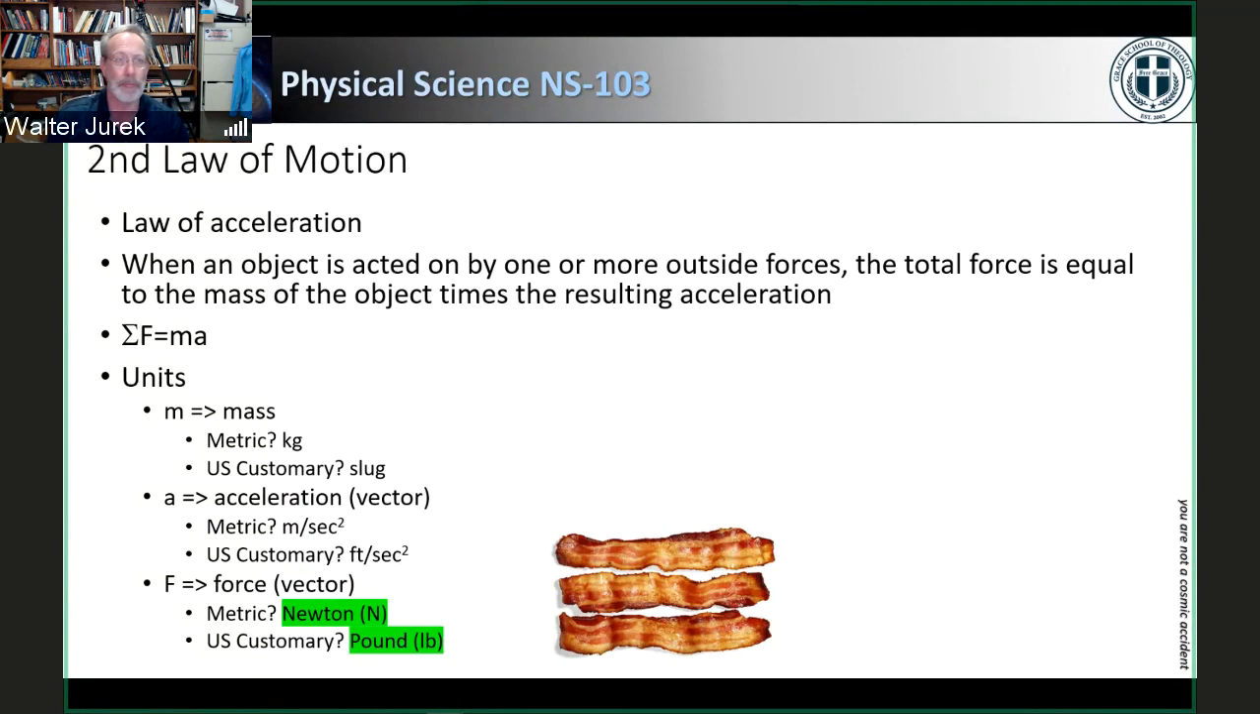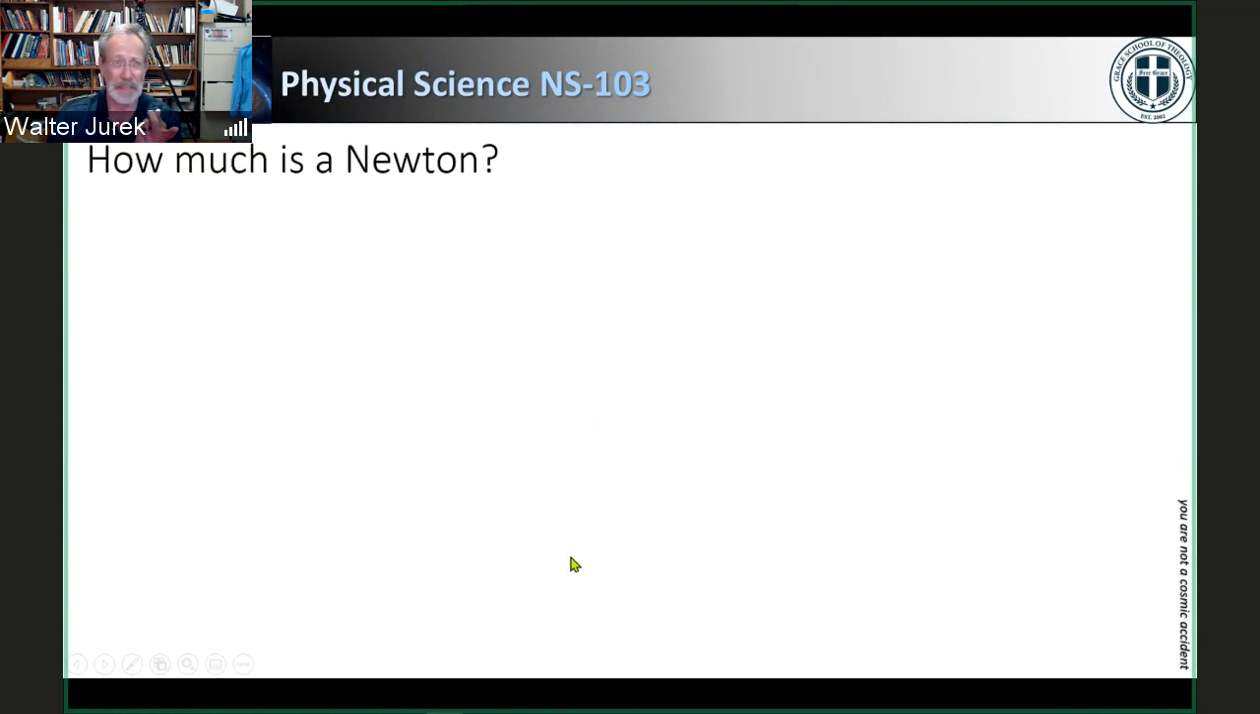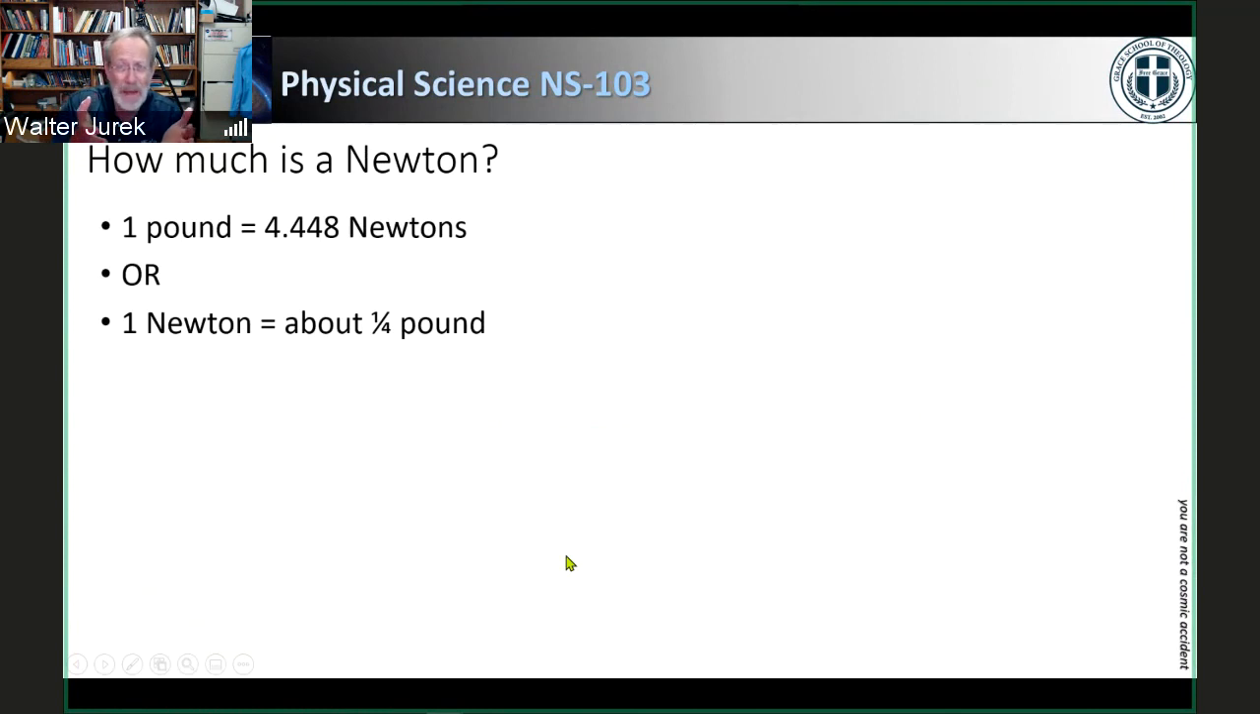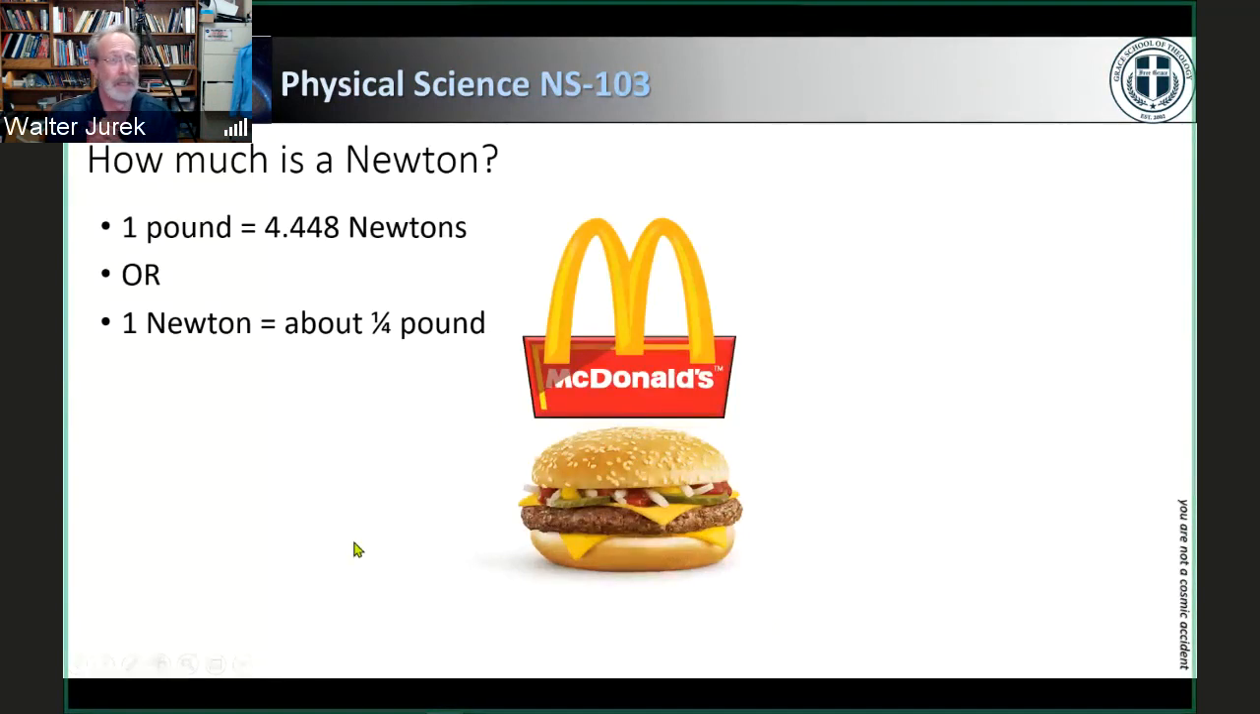All right. So Tony's probably got a good feel for what the Newton is. George, you might, but here's a pound. 1 pound is a little more than 4 newtons. Or you can flip it over. 1 newton is about a quarter pound. So Joseph, next time you're running through the drive-thru, see if you can order a Newton burger, okay? That little patty of supposed beef is roughly 1 newton. It's about 1 newton.